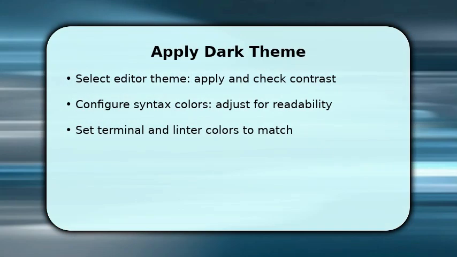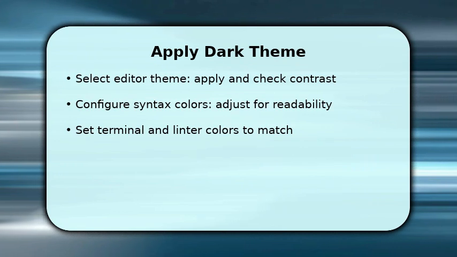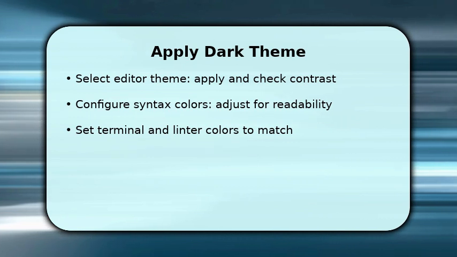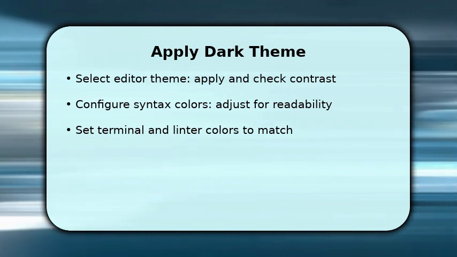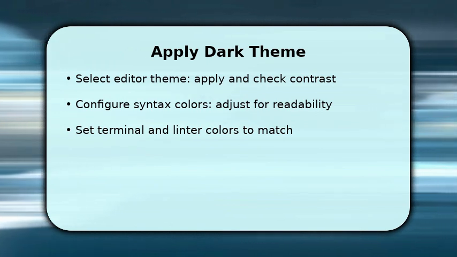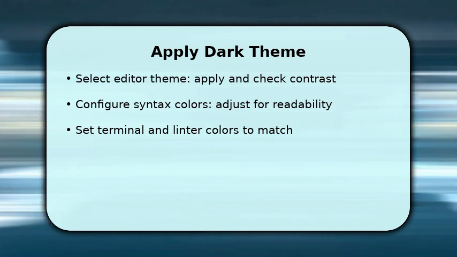You now apply the chosen dark theme in the editor and immediately inspect readability across Python files. If syntax colors obscure identifiers, tweak token colors in settings, adjust contrast for comments, strings, and keywords. Make sure integrated terminal and linter messages also follow the dark palette so errors remain visible. If using a framework with its own style sheet, override CSS or style files to force dark backgrounds and lighten text. Once configured, save theme settings to your workspace for consistency.